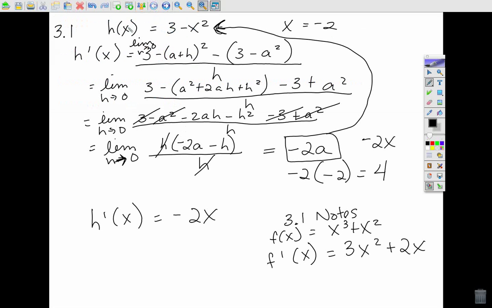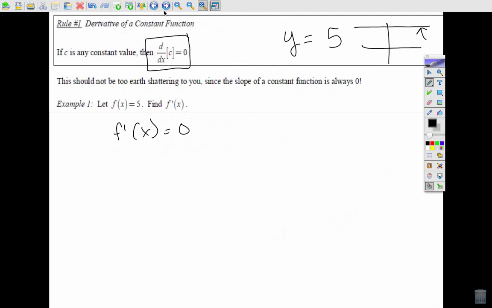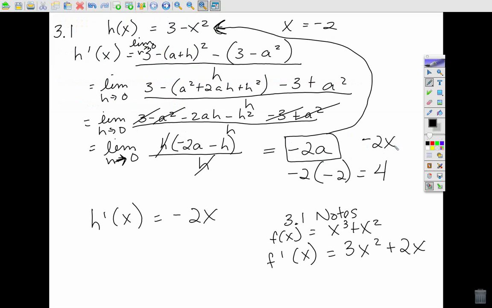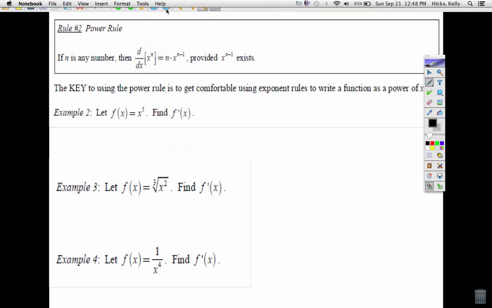That's what happened right here when we started this problem. I said h of x equals 3 minus x squared. That's why this 3 right here went away, because the derivative of 3 is the derivative of a constant, and the derivative of a constant is 0, so it went away. It did not play in the answer here at all. In fact, you could think about this answer as h prime of x is equal to 0 minus 2x, if you wanted to think about it that way.